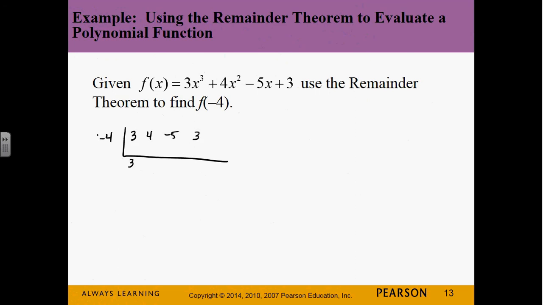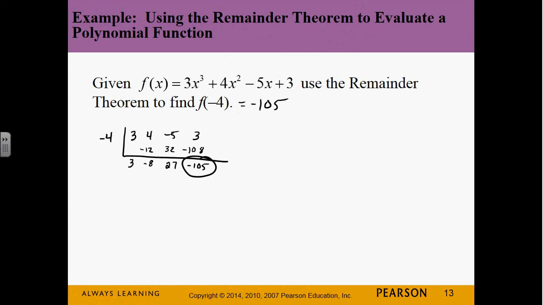Bring down the 3, multiply and bounce. Multiply and bounce. Multiply and bounce. 28 to 108, negative 105. So my remainder is negative 105. That means f of negative 4 equals negative 105.